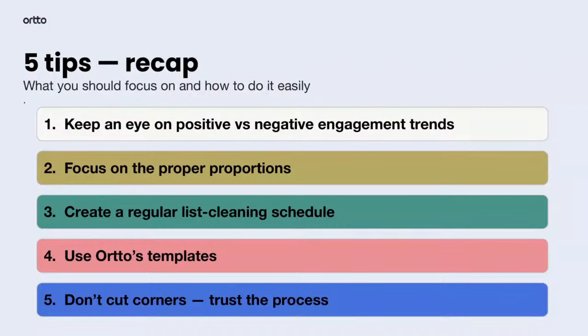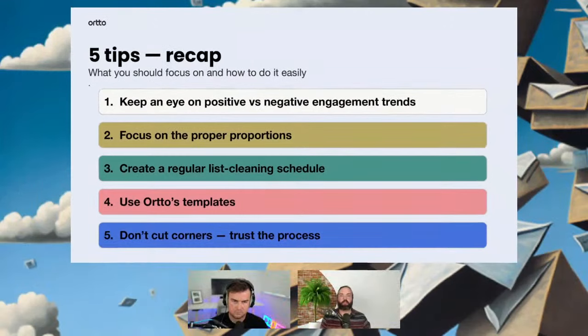And so here's the quick recap. The five tips that I really want to focus on: keep an eye on the positive and negative engagement trends. Use those trends and focus on the idea of the proportions to give yourself an understanding of where you're sitting and where improvements lie. You can create regular list cleaning schedules, whether you do that on your calendar or you use an automated tool like Ordo. Utilize the Ordo templates I talked about to see those trends very easily in whatever platform you're using, and then don't cut corners when you're looking at your list practices and your content practices, to make sure you're maintaining a high level of engagement.